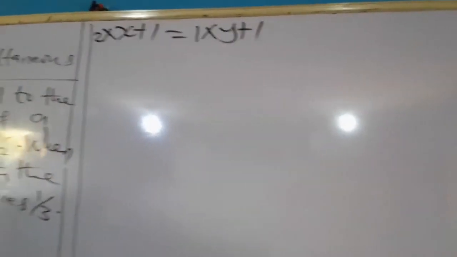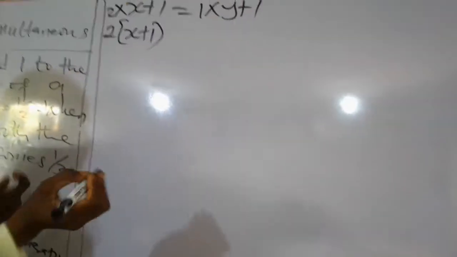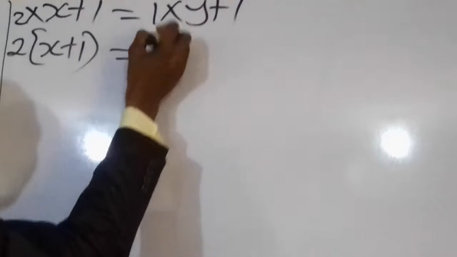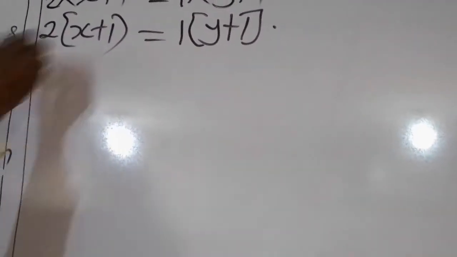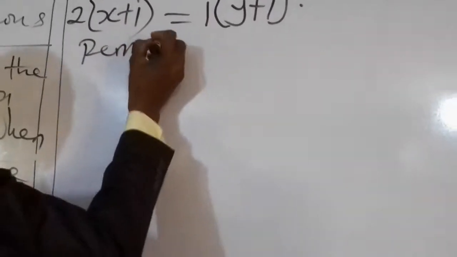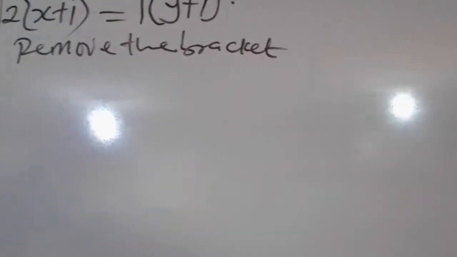This will now be 2 multiplied by x plus 1 equals 1 multiplied by y plus 1. That is 2 into bracket x plus 1 is equal to 1 into bracket y plus 1. We remove the bracket, or we open the bracket.